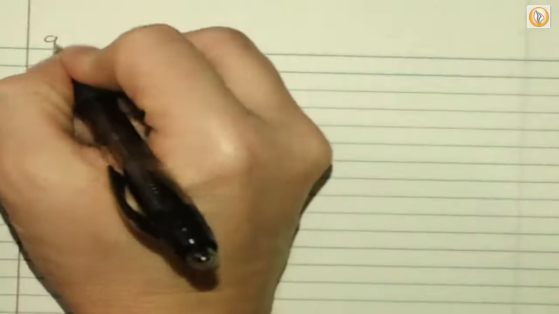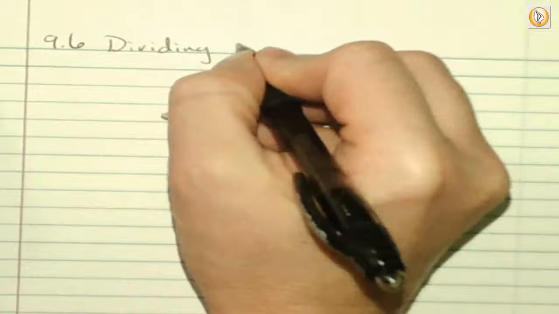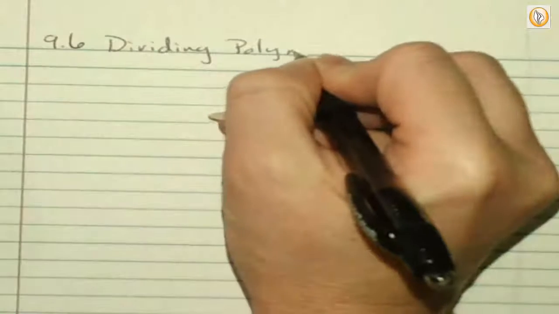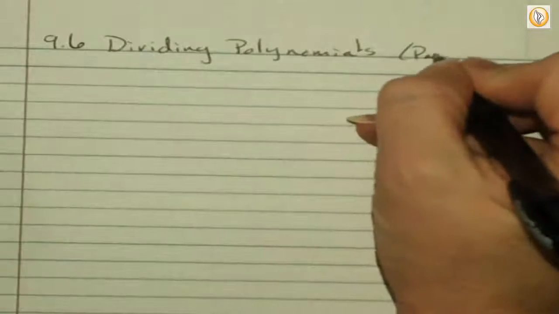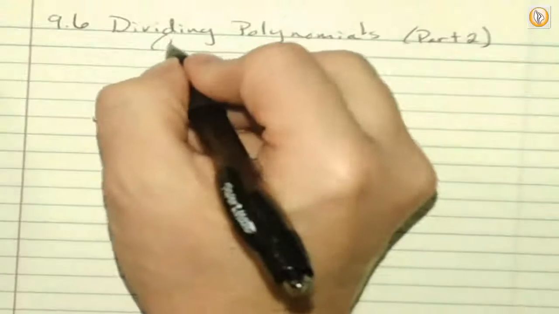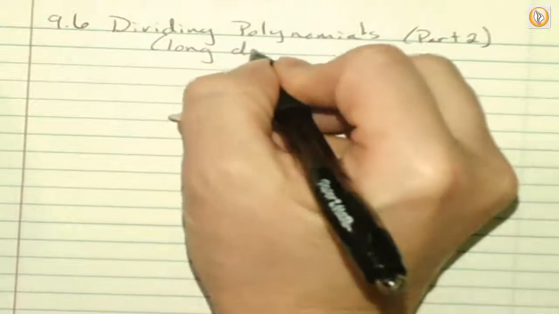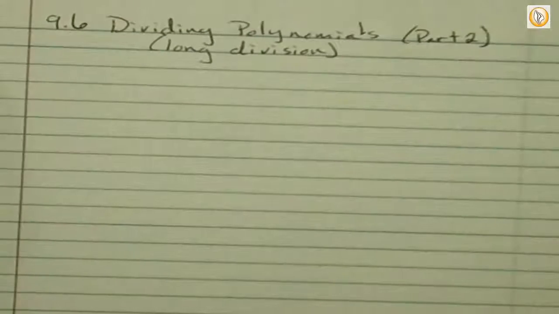All right. 9.6. Dividing polynomials. Part 2. This is going to be your long division. I advise you to take detailed notes.